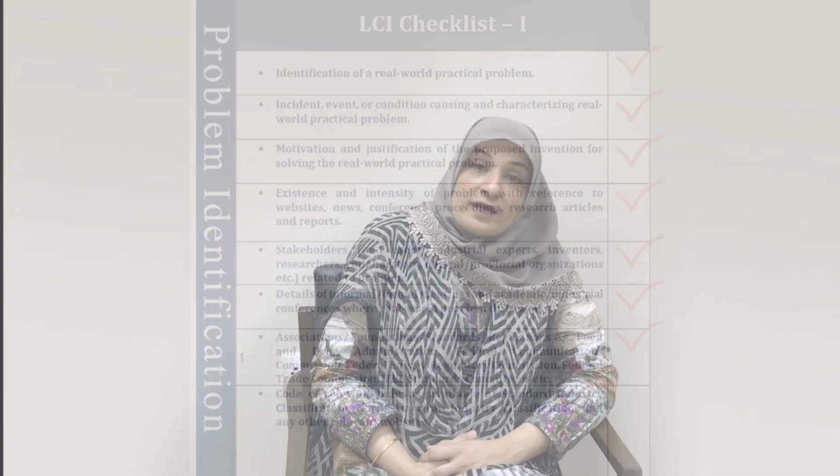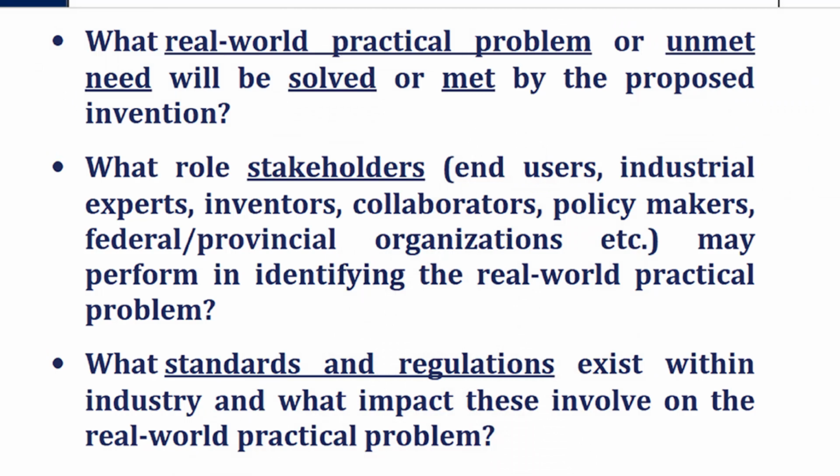So for today's video, I have shared 3 major questions that the first component of LCI, the problem identification, asks of an academic inventor or an entrepreneur, and a supportive LCI checklist 1. If those items are answered by the academic inventor or a researcher or an entrepreneur, then gradually the idea of the real-world practical problem will be polished and move them to go on with their inventions further.